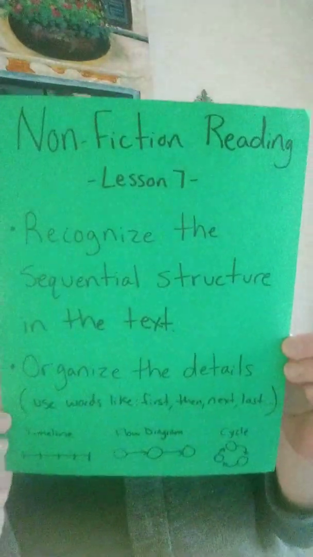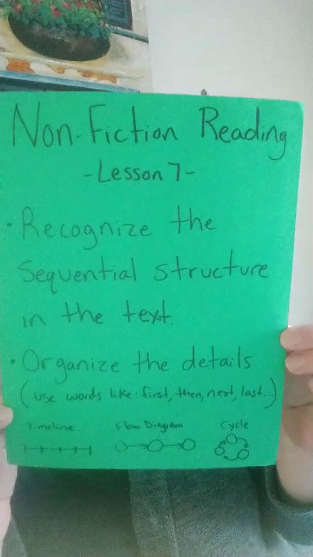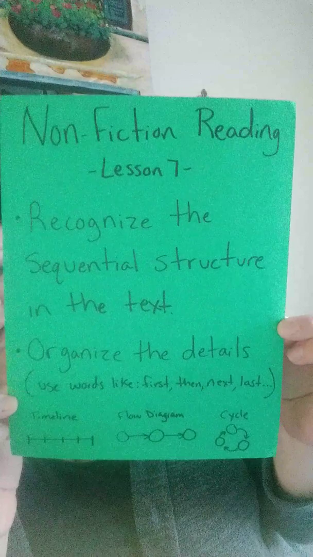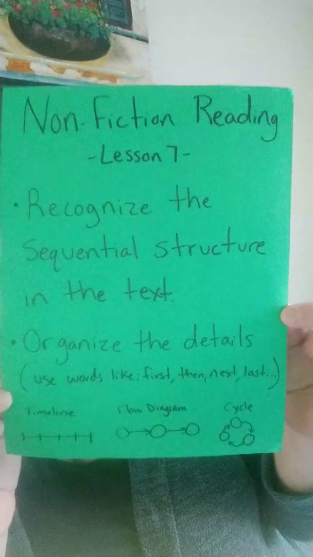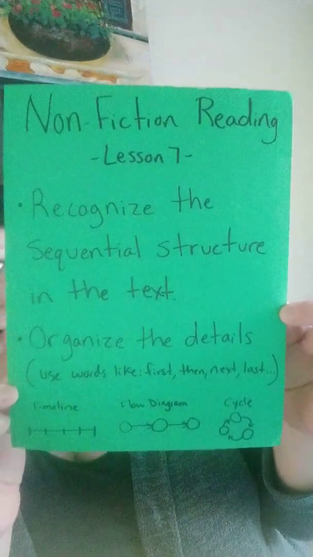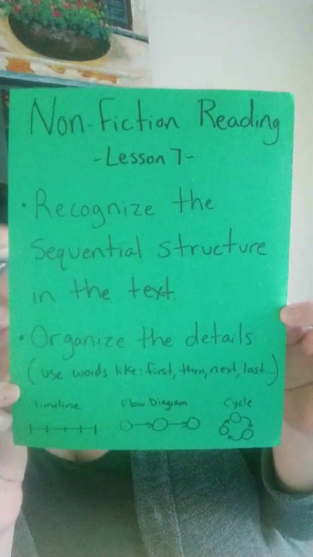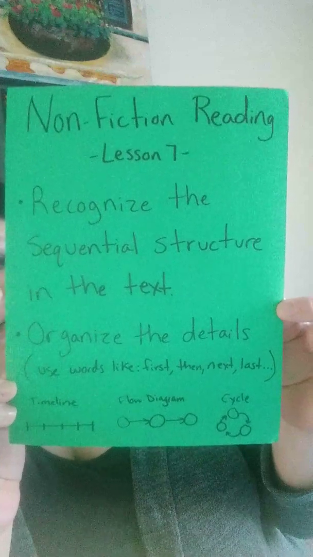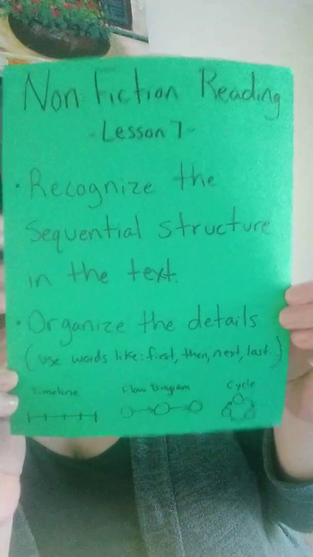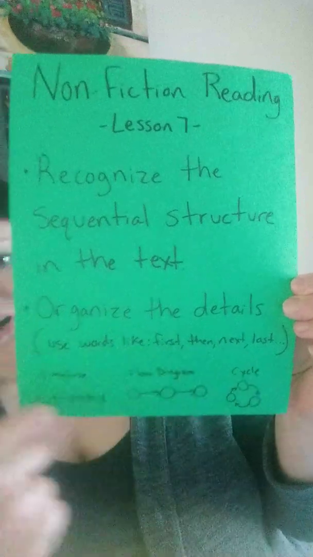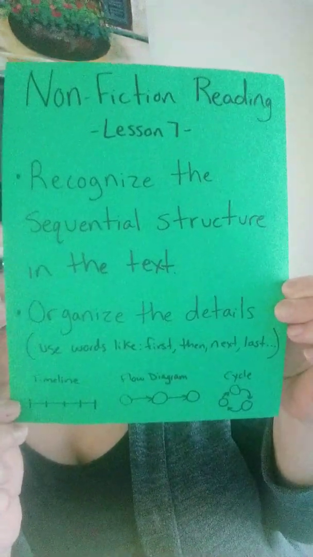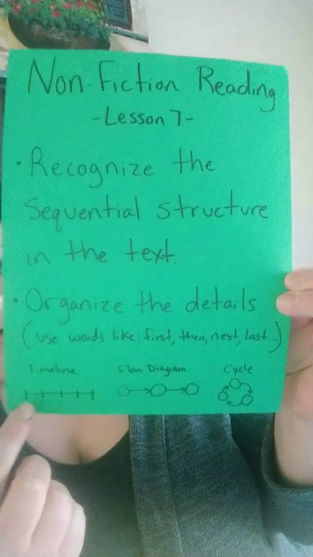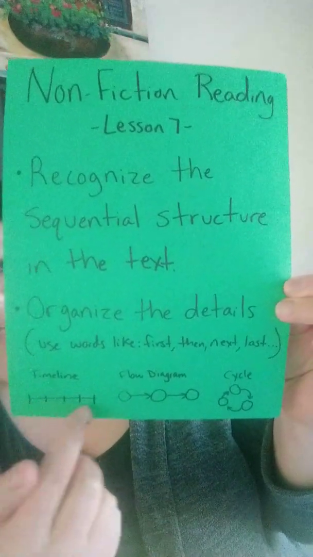So our focus is our nonfiction reading. We're going to recognize the sequential structure in our text. So we're going to find that. Once we find that, just like we did yesterday where we organized what we found in a web or in the box and bullets, well, today we're going to organize these details using some maybe keywords, first, then, next, last, or we could also be drawing out a timeline, because we know timelines go from the beginning to the end.